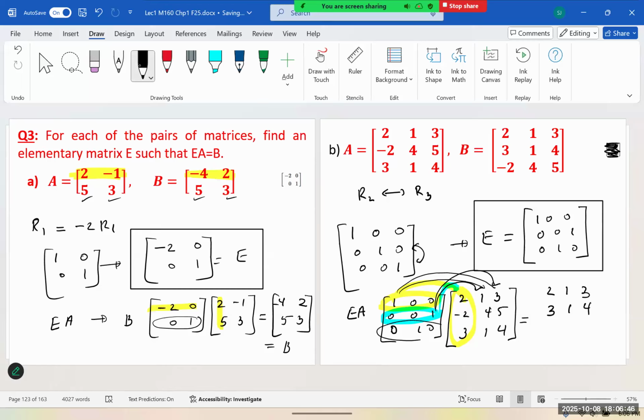And then the last one, only the middle number stays, everything else becomes 0. So when you multiply the first column, only negative 2 stays, everything else 0. When you multiply the second column, only 4 stays and everything else becomes 0. When you multiply the third column, only the middle number 5 stays and everything else becomes 0. So this is our product. And if you compare with B, this is the B matrix. Cool, right?